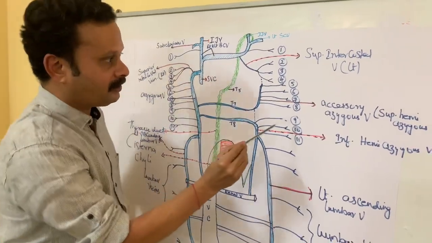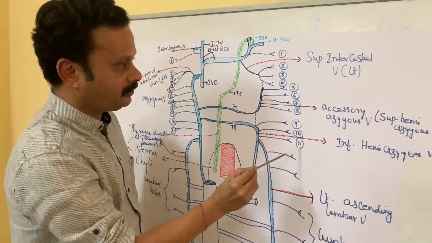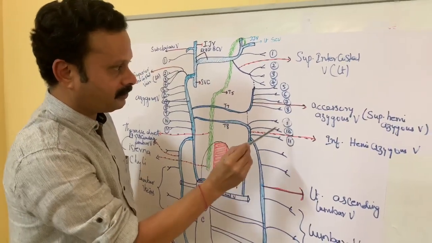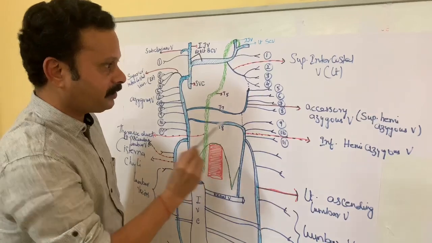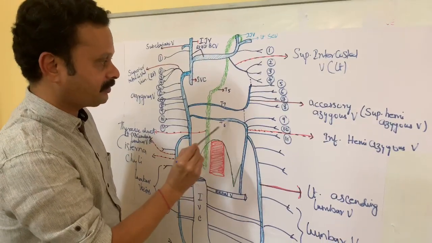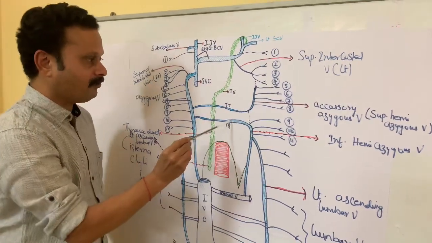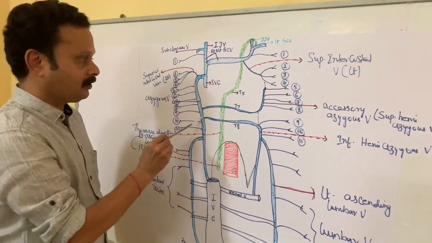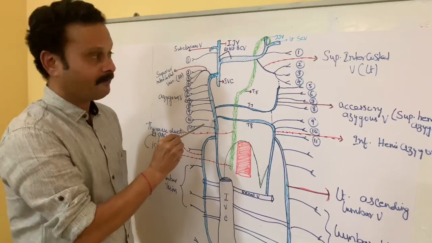Similarly, the 9th, 10th, 11th, sometimes 8th, 9th, 10th, 11th, these veins drain into inferior hemiazygous vein. This is inferior hemiazygous vein. This at the level of T8 joins the azygous vein.